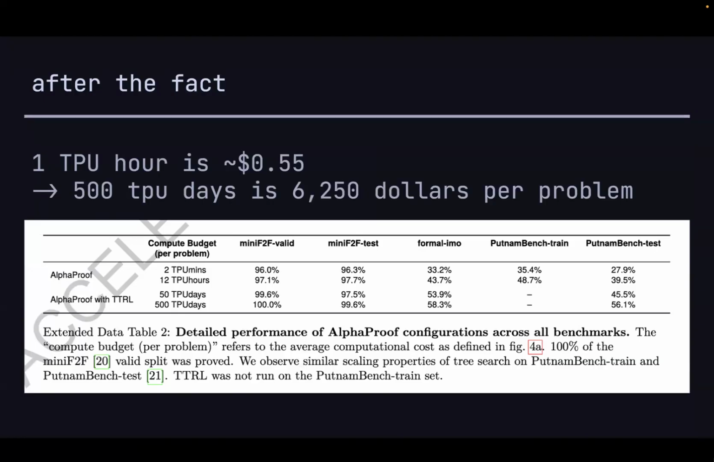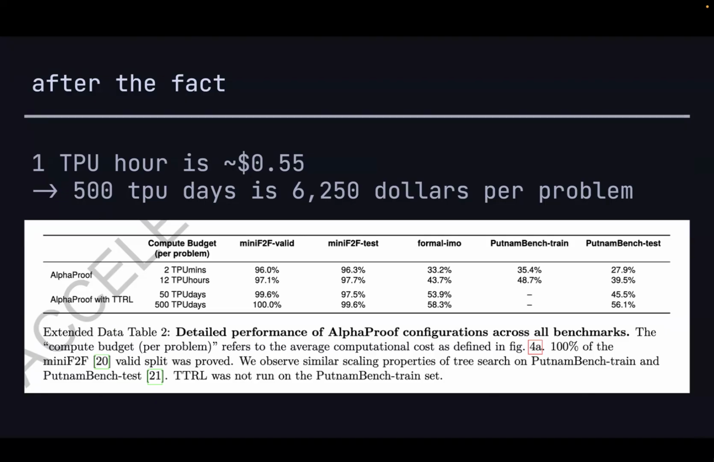So cost. If you look, TPU minutes, TPU hours, TPU days. This is on the V6E TPU, which on a 3-year contract would cost you about 55 cents per TPU hour. Therefore, 500 TPU days at $0.55 translates to about $6,200. I did this math yesterday. So about $6,000 per problem.